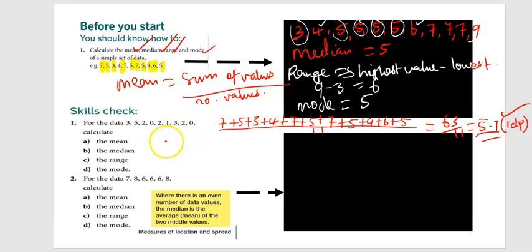Now, check your understanding. Quickly tell me, for the set of data 3, 5, 2, 0, 2, 1, 1, 3, 2, 0, what is the mean of this data? What is the median of this data? What is the range of this data? And the mode of this data. I want question 1 done in class. Test your understanding with question 2. So, what is the answer to question 1? You have just 1 minute.